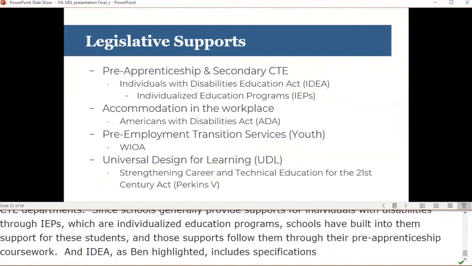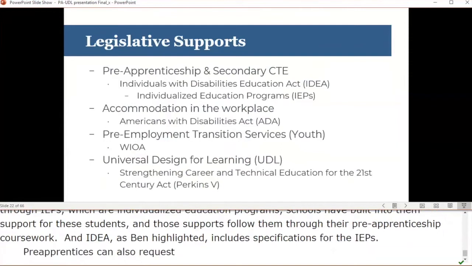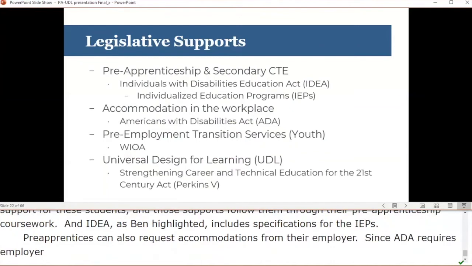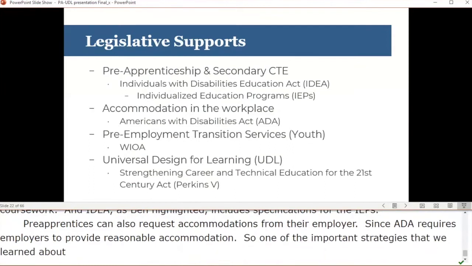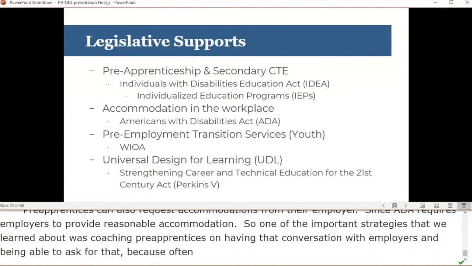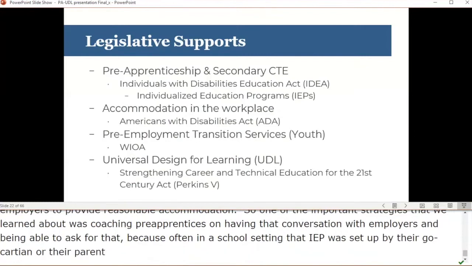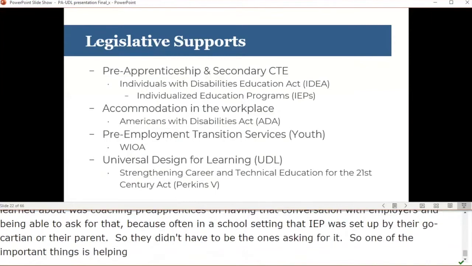Pre-apprentices can also request accommodations from their employer, since ADA requires employers to provide reasonable accommodation. So one of the important strategies that we learned about was coaching pre-apprentices on having that conversation with employers and being able to ask for that, because often in a school setting, that IEP was set up by their guardian or their parent. So they didn't have to be the ones asking for it. So one of the important things is helping coach the youth on asking for that and knowing their rights under ADA in asking for supports in an employer setting.